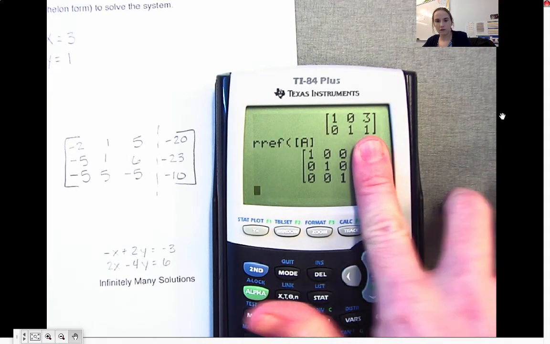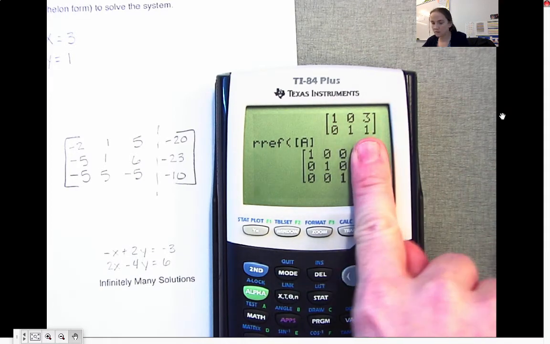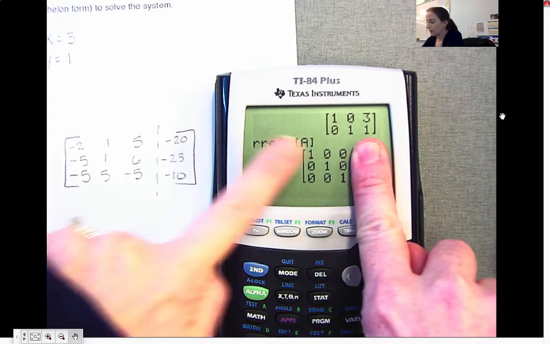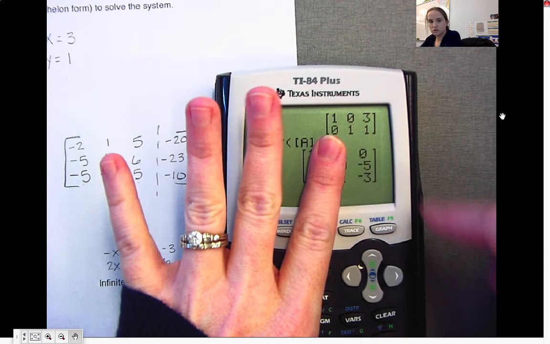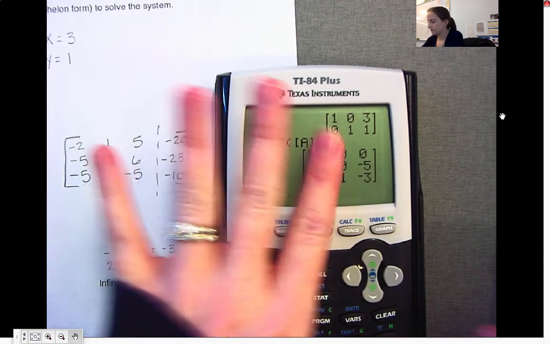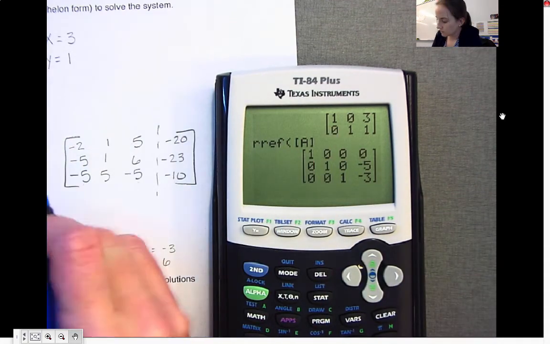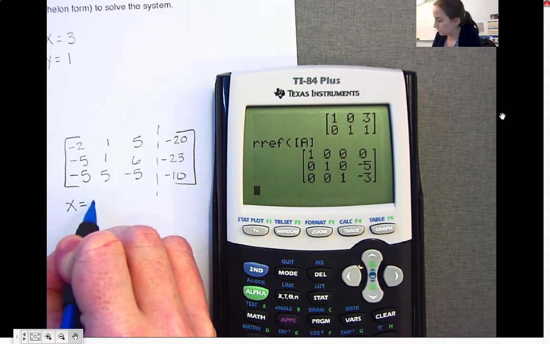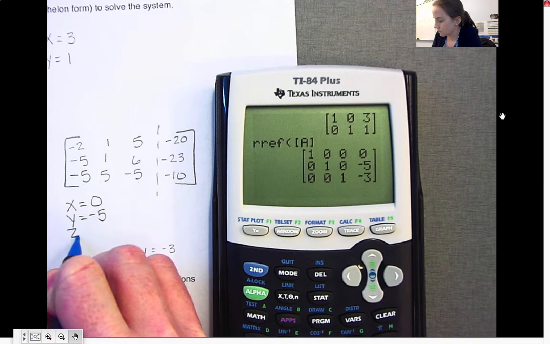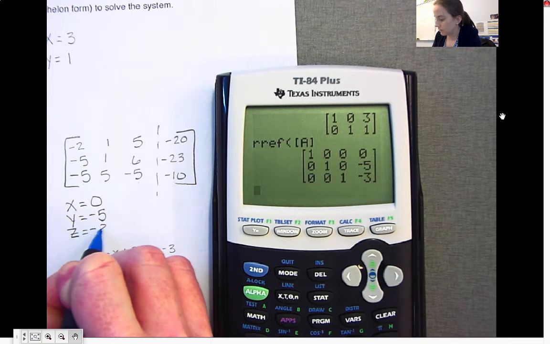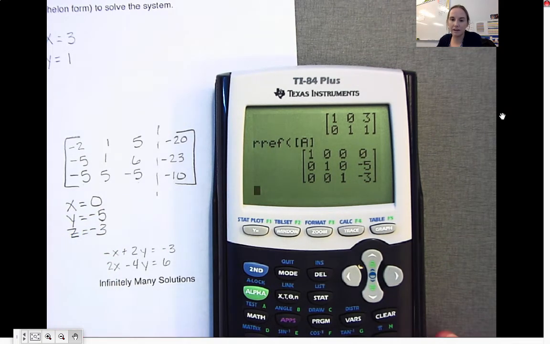notice here, if I cover up the very last column, I have the identity matrix. This is the answer to X, Y, and Z. So the X is 0, Y is negative 5, and Z is negative 3. Didn't have to solve it all by hand.